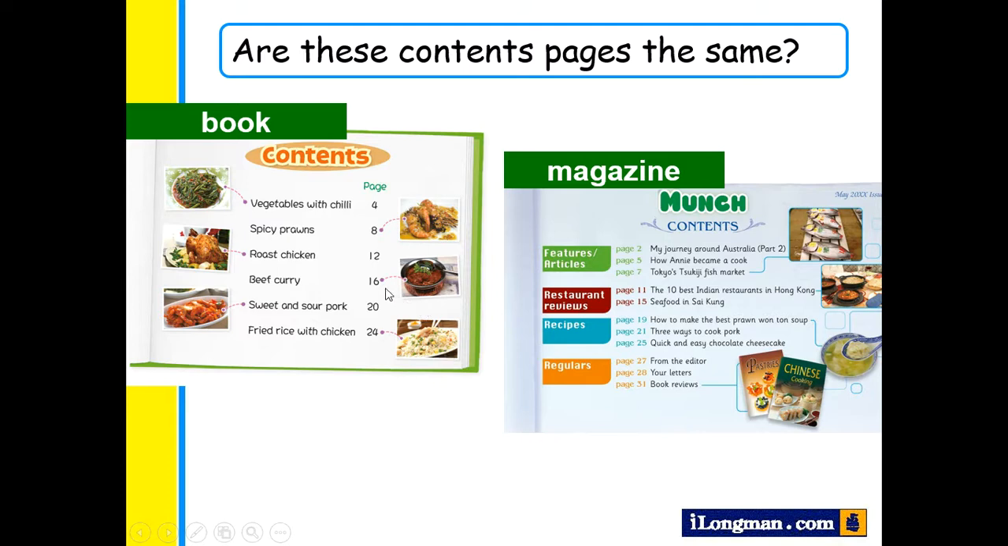Here we can see the contents page of a book and a magazine. Can you see the differences between the two? Right. For magazines, we have sections of articles. Also, of course, we have the date. Plus, the titles of the articles in the magazines are usually longer and have more details than the ones in the book. The titles of the sections in the books are a little bit more simple.